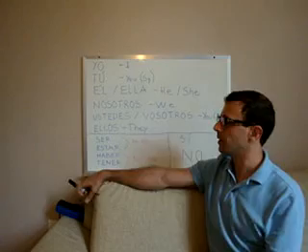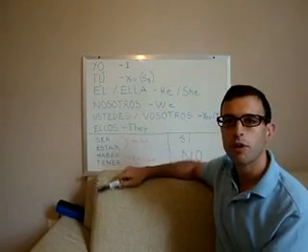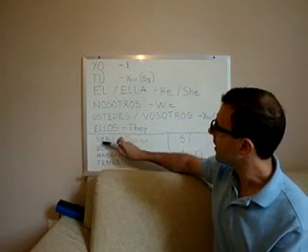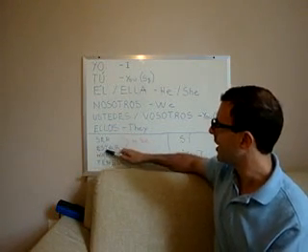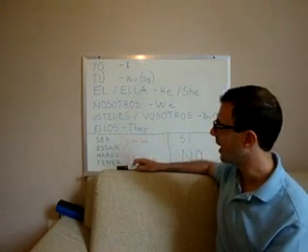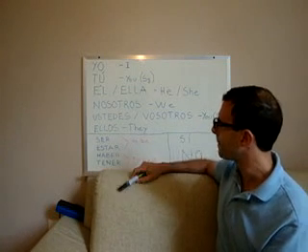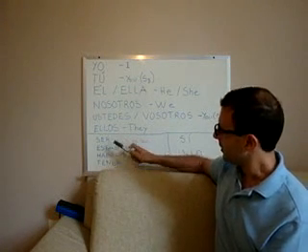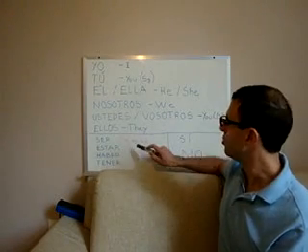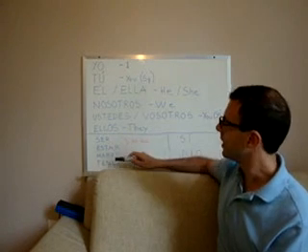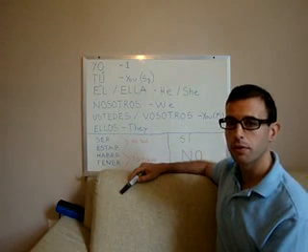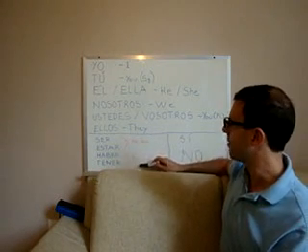So, let's read this again. These four verbs are probably the most important verbs in Spanish. Ser, estar, haber, and tener. Ser and estar correspond to the English verb to be, and haber and tener correspond to the English verb to have.